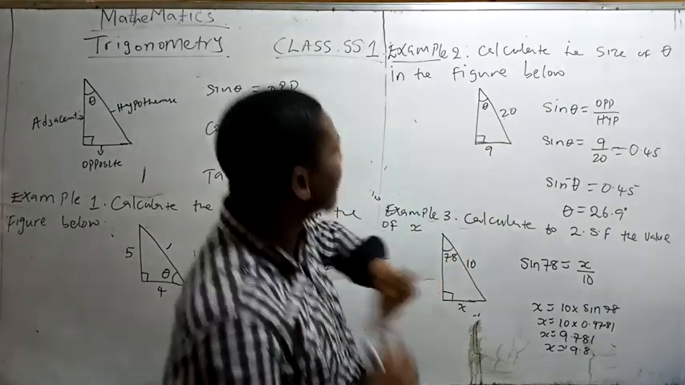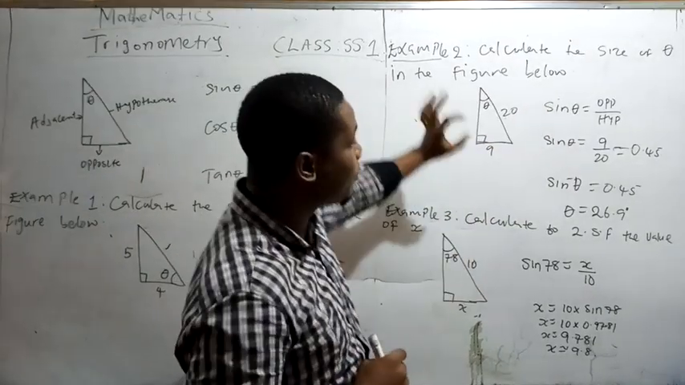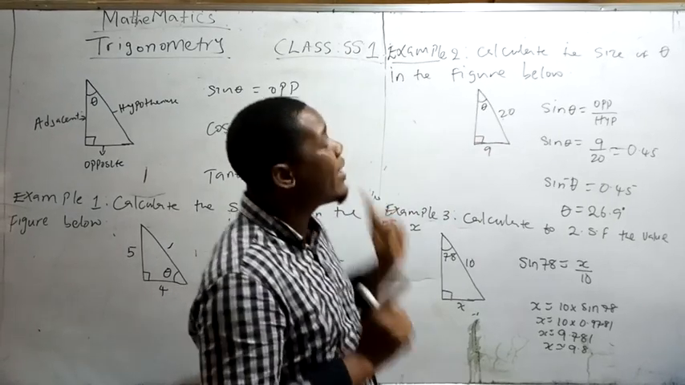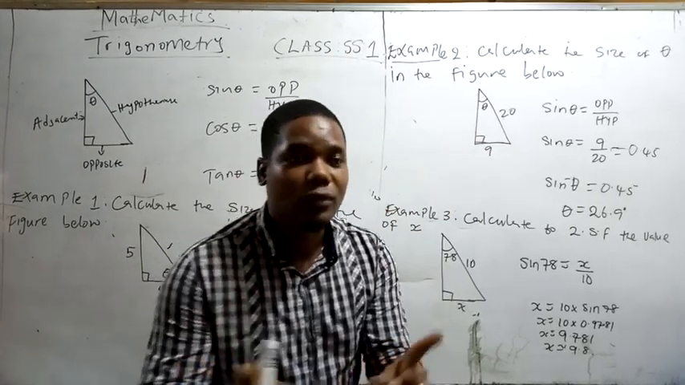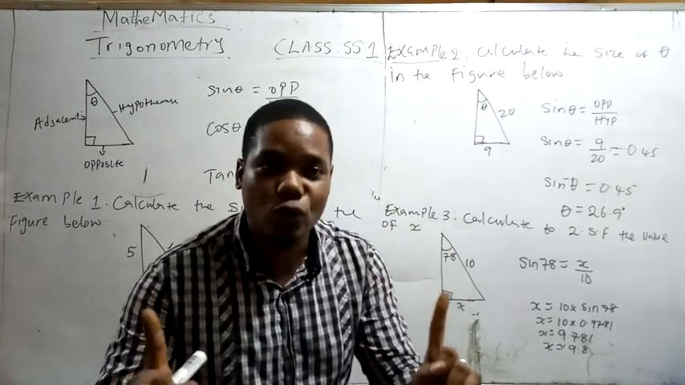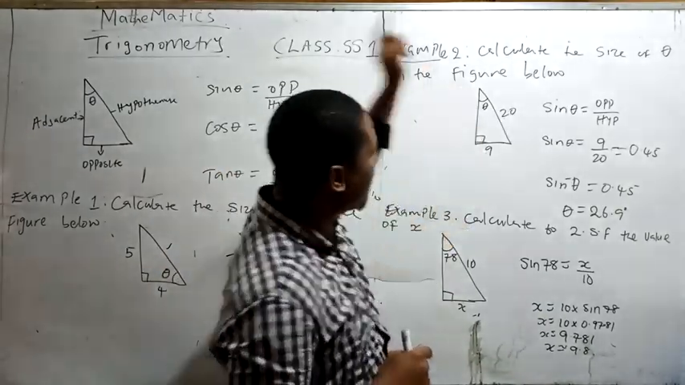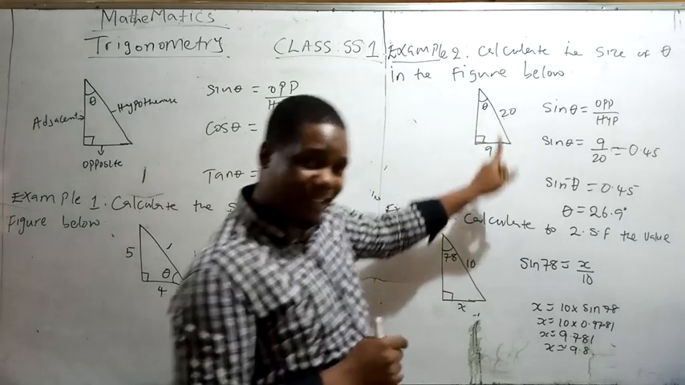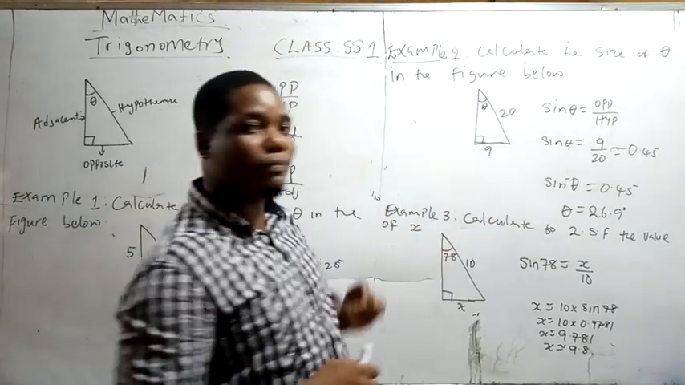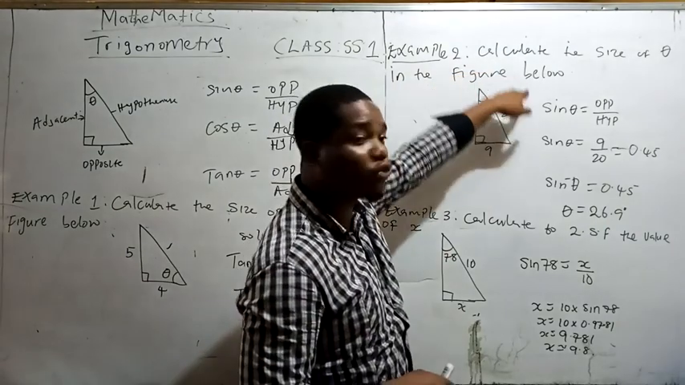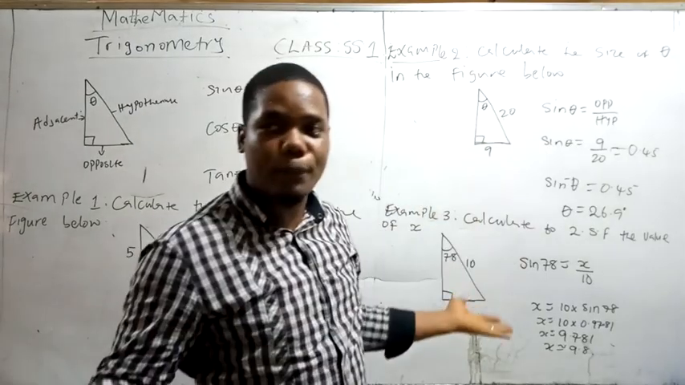So, look at this again. I told you, observe. When you see a question, the two questions you ask yourself are: where is my opposite? Where is my hypotenuse? The other one will be fixed. From here, the side facing the angle is 9. So 9 is my opposite. The longest side here given to us is 20. So we have our hypotenuse.